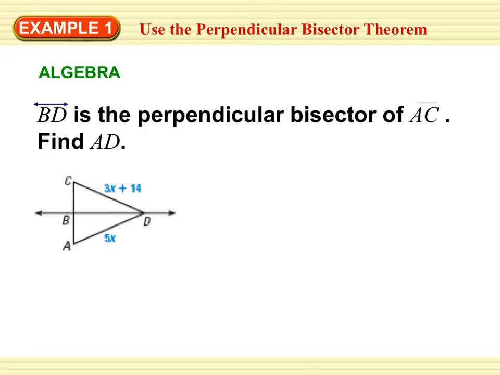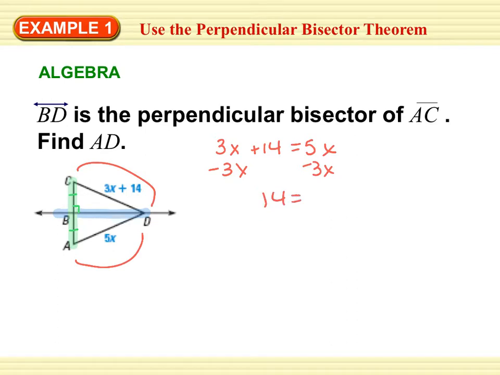All right, so this says BD is the perpendicular bisector of AC, find AD. So BD, which is here, is the perpendicular bisector of CA or AC. It means that this is a right angle. It means that this is congruent to this. And because D lies on that perpendicular bisector, what's the relationship between DC and DA? They're congruent. So I would say 3x plus 14 equals 5x. Subtract the 3x. Good. And it asks for AD, right? So take this.